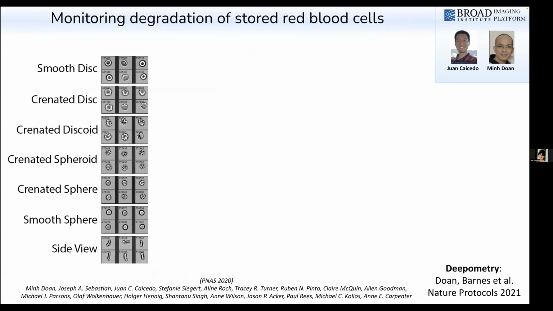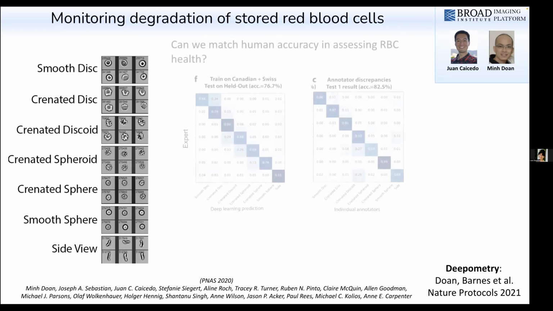They just count how many cells fall into each class and then combine them to get a morphology index, which they use to grade the blood quality. The process can obviously be slow and prone to human error and subjectivity, as you can imagine.